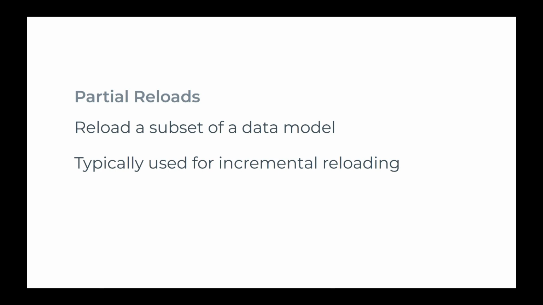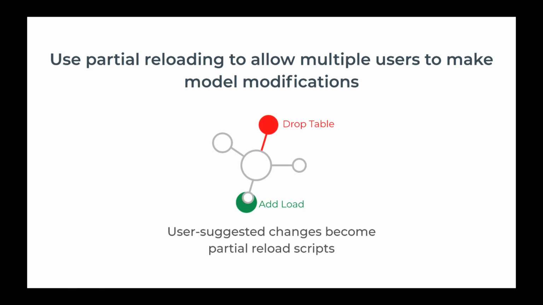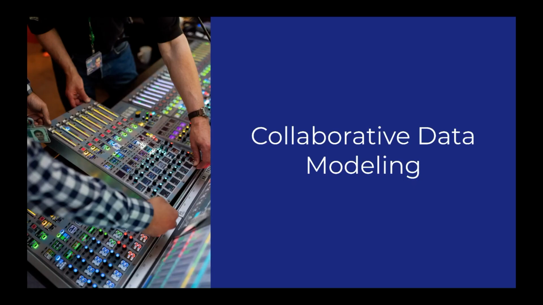Now, the thing about partial reloading is that you don't just have to append records. Any model modifications can actually be done via partial reloading, including dropping tables, renaming fields, dropping fields, etc. So with that in mind, we can actually use partial reloading to allow multiple users to make model changes simultaneously. We can design UIs where users can suggest model changes, and then we can translate those into partial reload scripts to get the newest model out as quickly as possible. In Knarr, we call this collaborative data modeling. The idea is that users can bring their own data to a project and actually blend it with each other's data very easily.